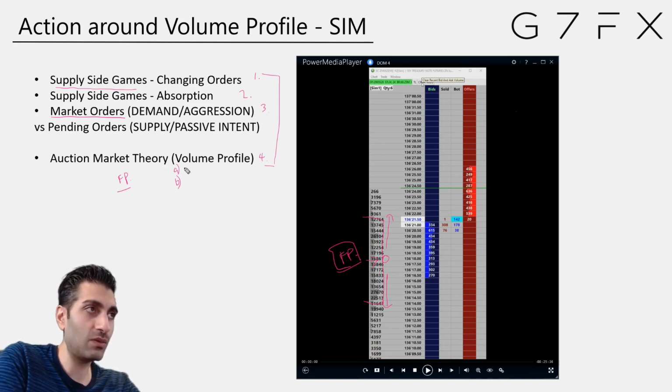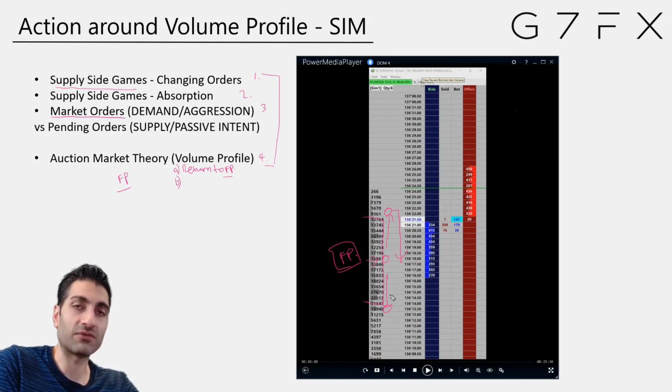Do you remember, A was return to value. So it was mean reversion, whatever you want to call it. I'm just going to put return to fair price. So if we're trading here, what am I looking at? To return back into fair price.